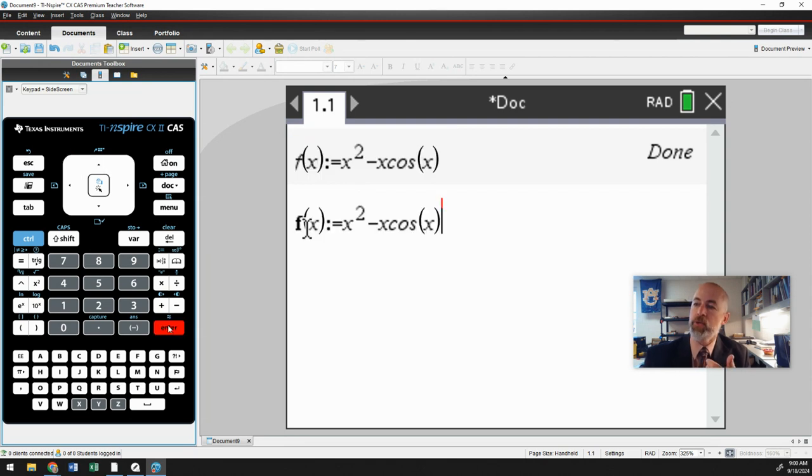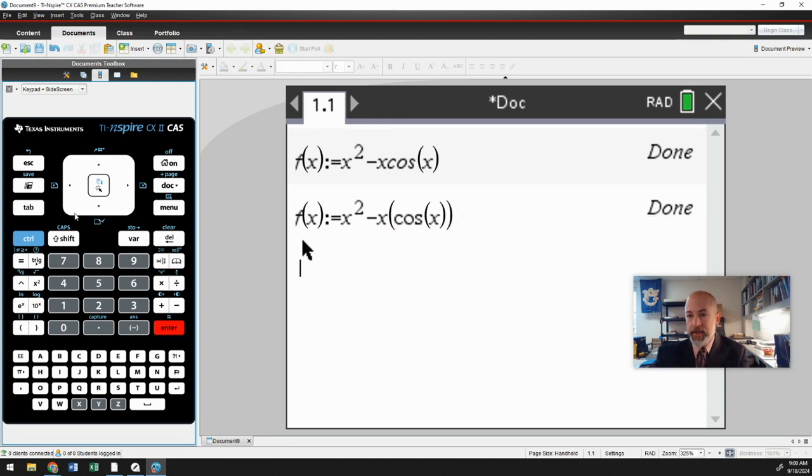If you press enter, it will copy it down to the editable screen. And so we need to fix that so it's x times cosine. A lot of students will say, okay, I'll just put parentheses around the cosine. Now, notice it swapped the cosine from italics to regular print. That means the calculator recognizes the cosine command now. It looks like x times cosine x.